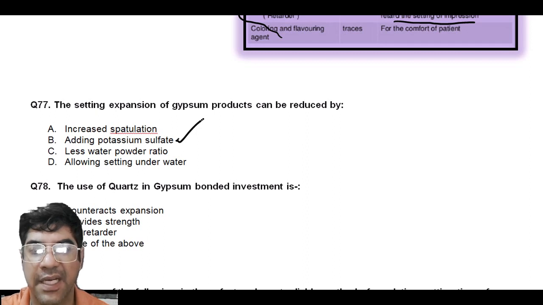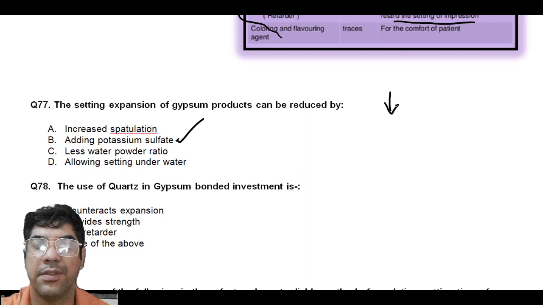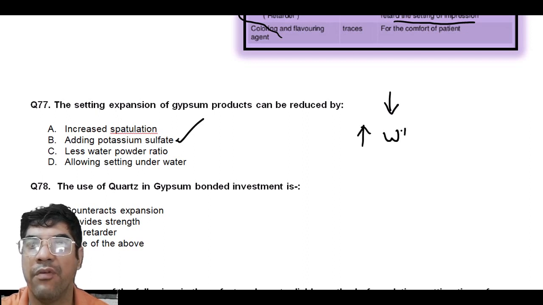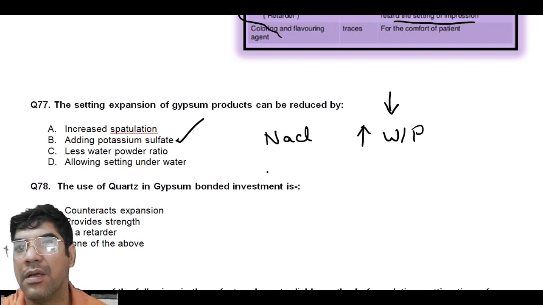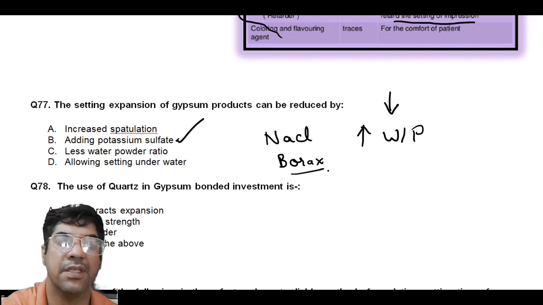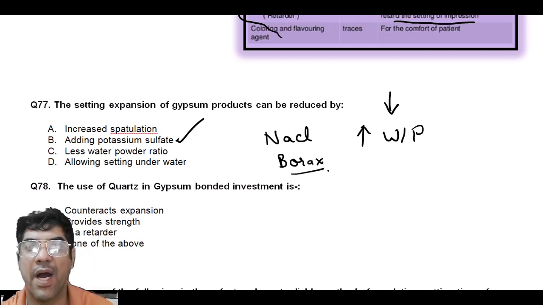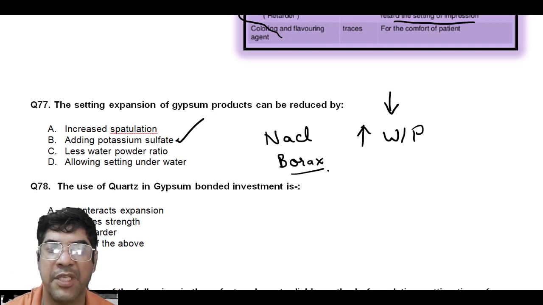So what are the factors that decrease the setting expansion? Reduced spatulation, more water-powder ratio, adding more modifiers like NaCl, borax. They are the factors that cause a decrease in setting expansion. The use of quartz in gypsum-bonded investment is to counteract the expansion.